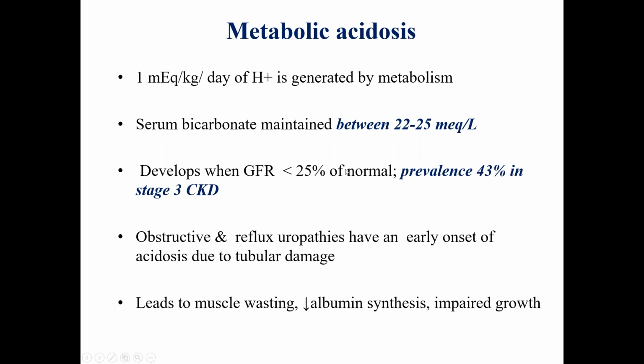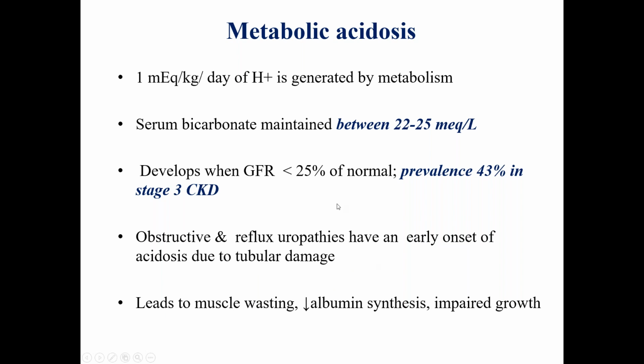Now, what about metabolic acidosis? Normally, roughly 1 milliequivalent per kg per day of acids are generated by the metabolic processes in the body, and the serum bicarb is usually maintained between 22 to 25 milliequivalents per liter in a normal individual. Now, once your GFR falls below 25% of normal, almost 43% of these patients would develop metabolic acidosis, which is usually mild to moderate in nature, and it usually happens early in patients who have obstructive or reflux nephropathy because they have an early onset of acidosis due to renal tubular damage.